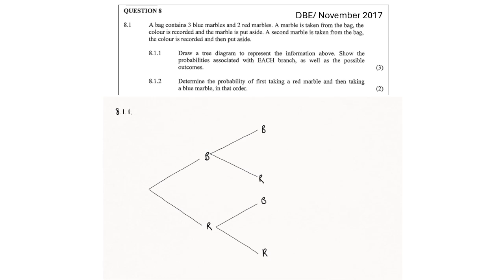Now let's look at the probabilities for each branch. When you draw the first marble, the probability to draw a blue marble is going to be 3 out of 5, or 0.6. The probability to draw a red marble will be 2 out of 5. There are 2 red marbles, and you have 5 marbles in total, and that is 0.4. Now they say that the marble is put aside, and now we are going to look at the second draw.